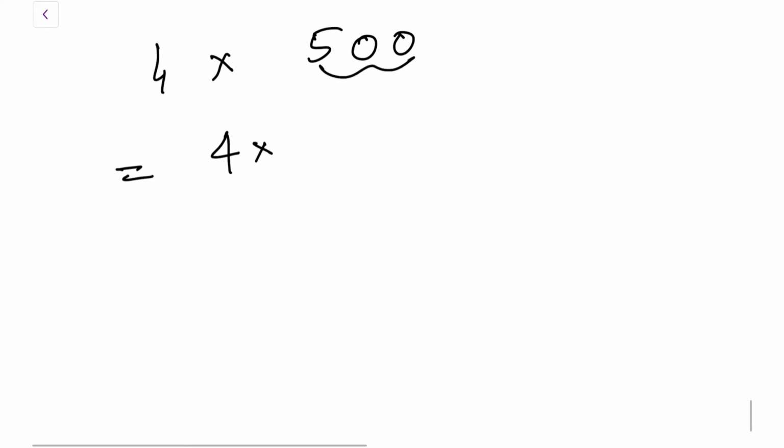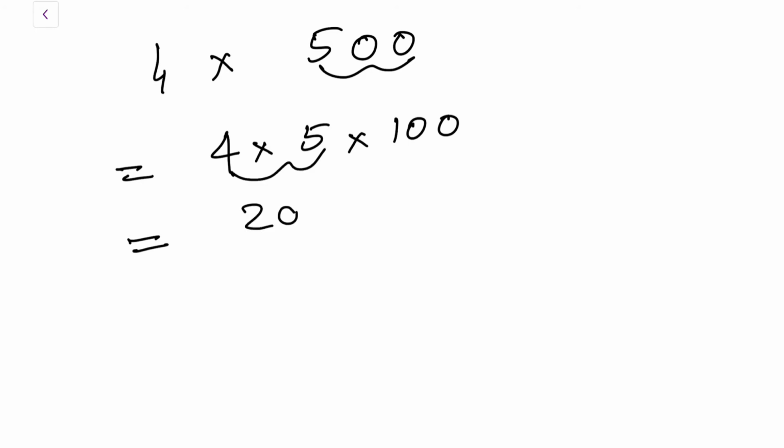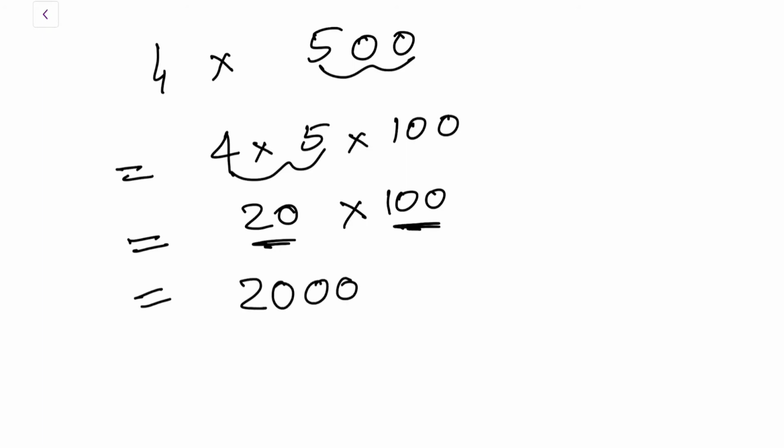What about this? 4 into 500. Come on. Break it into factors. 4 into 500 can be written as 4 into 5 into 100. Correct? Now, 4 into 5 is 20 into 100. A number multiplied with 100, so keep the number as it is, just write 2 more zeros. That's your answer. 2000, sorry.